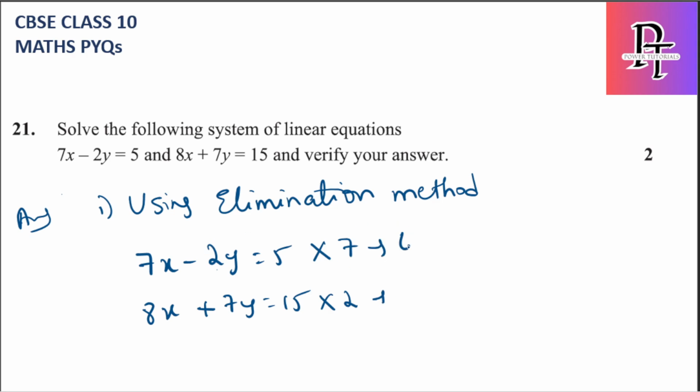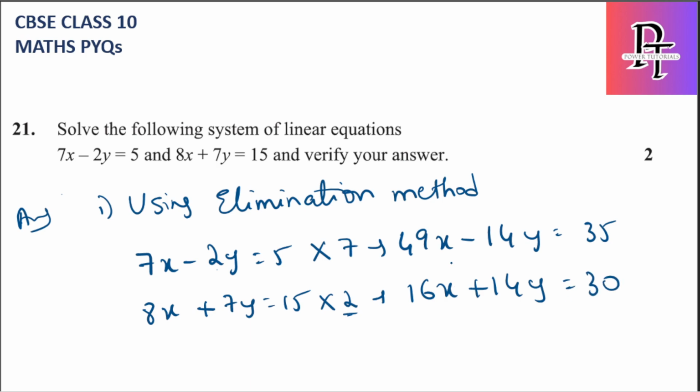7 into 7 is 49x minus 7 2s are 14y, 5 7s are 35. So I just multiplied each term with 7. 7 7s are 49, 2 7s are 14, 5 7s are 35. Same way the second equation I am going to multiply with 2. So 8 into 2 will become 16x, 7 into 2 is again 14y, 15 into 2 is 30.